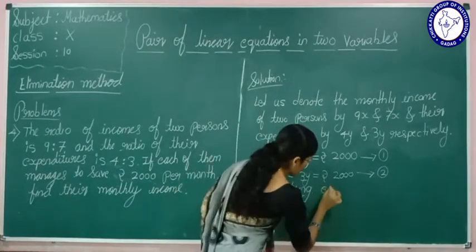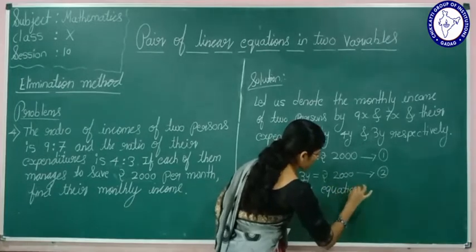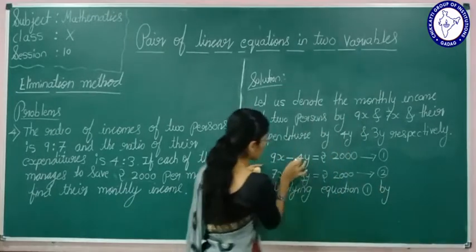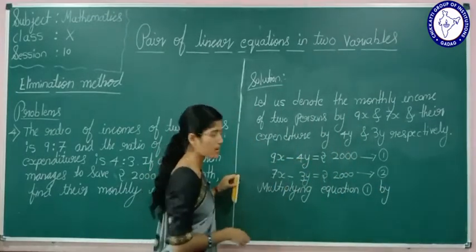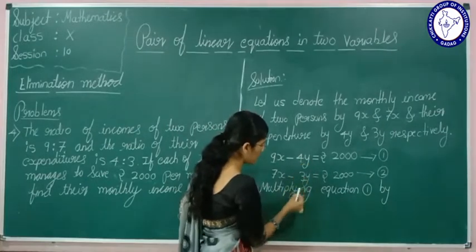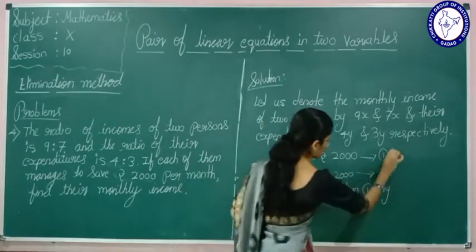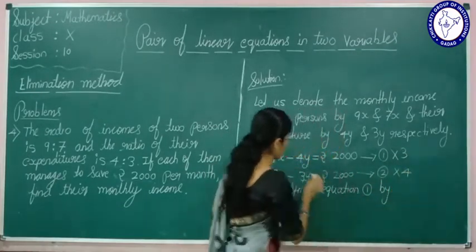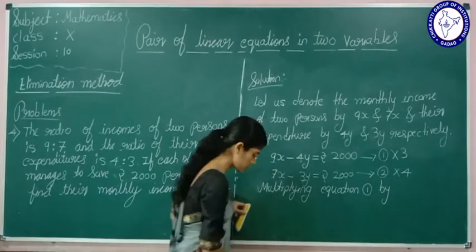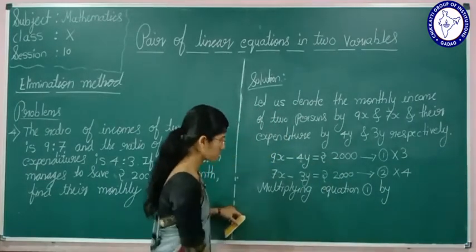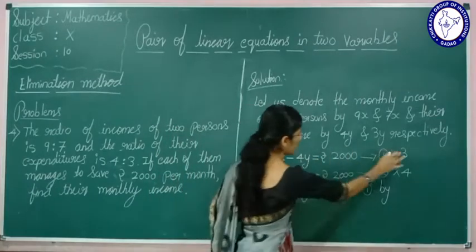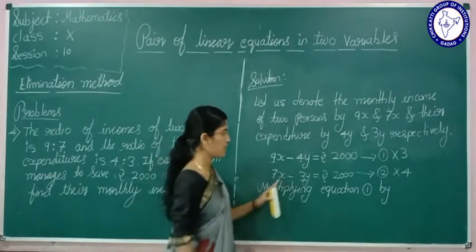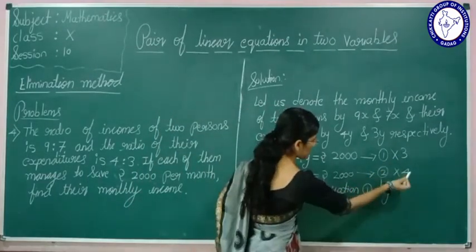Multiplying equation 1 by, now see here, I want to eliminate y, that's why I will make the y coefficients the same. I will multiply the first equation by 3 and the second equation by 4. Now see, 4 3s are 12, 3 4s are 12. The coefficients are going to become the same. That's why I multiplied equation 1 by 3 and equation 2 by 4.